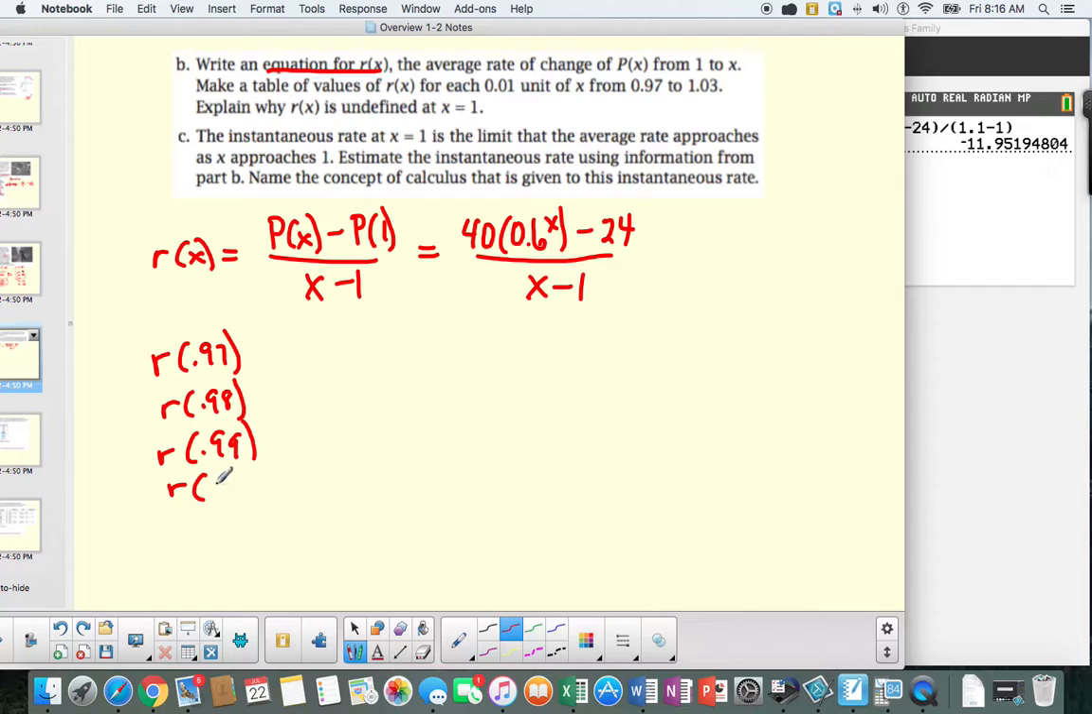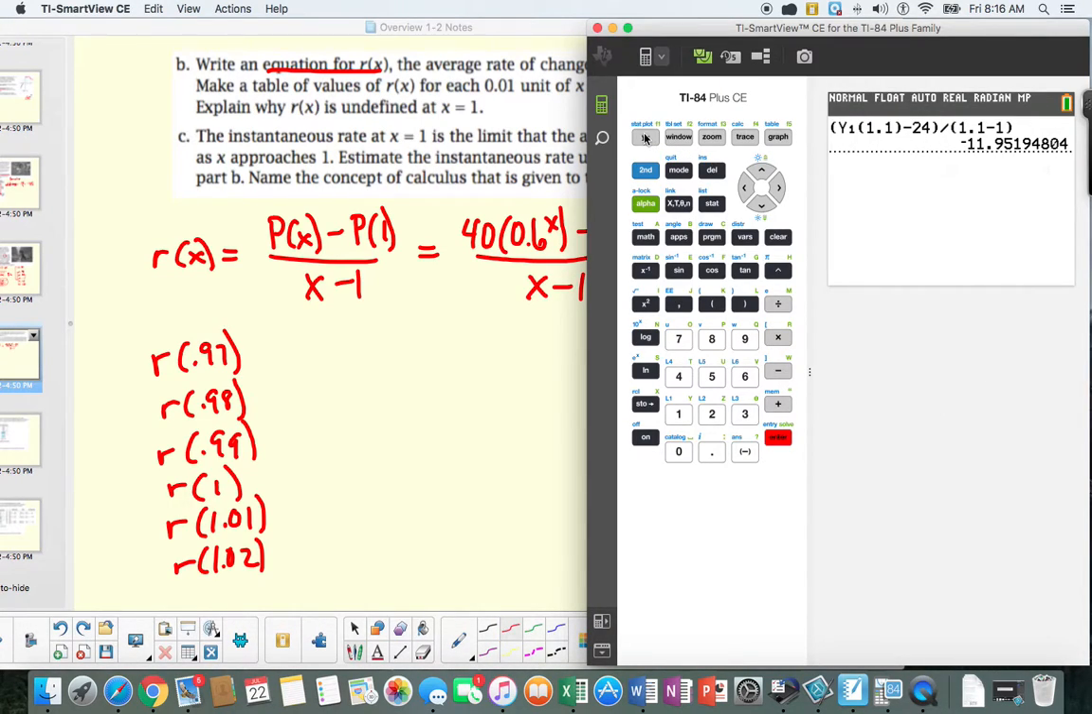Let's see what happens at 1, and then 1.01 and 1.02. Now these all will represent the estimate of the instantaneous rate of change when I use x equal to 0.97 and x equal to 1. All right, let's use our calculator to help us out.